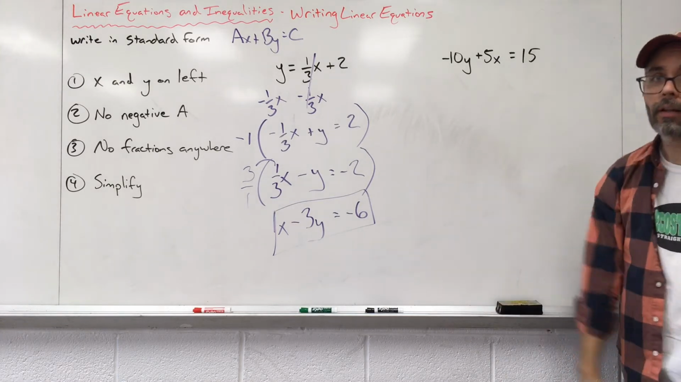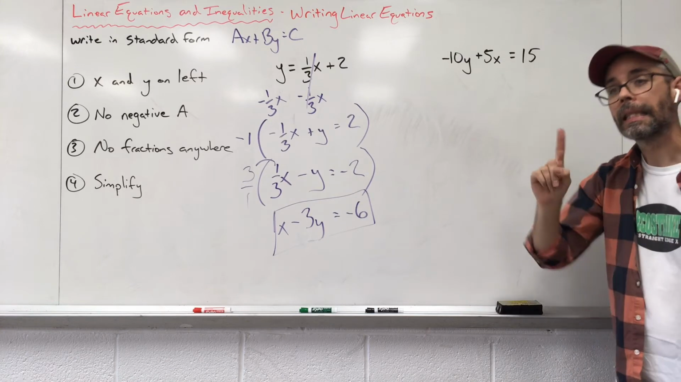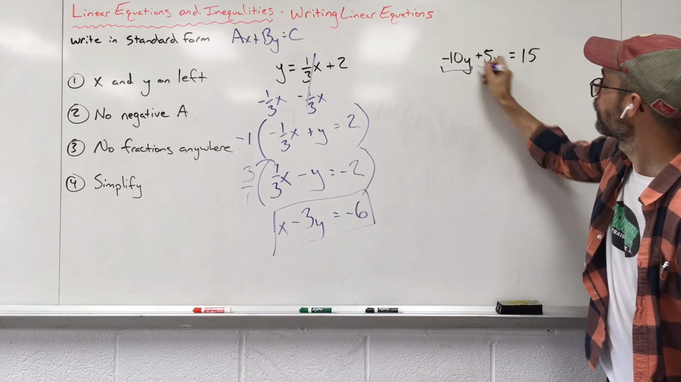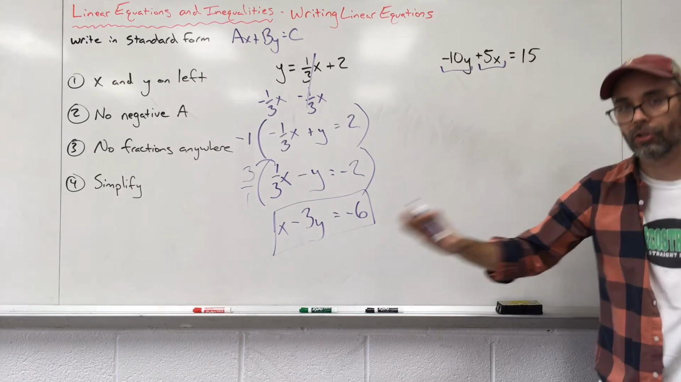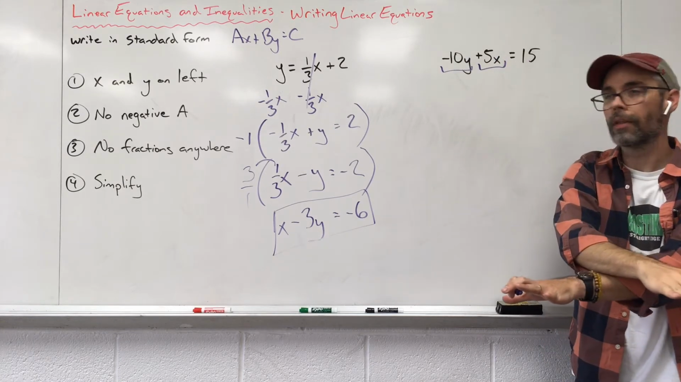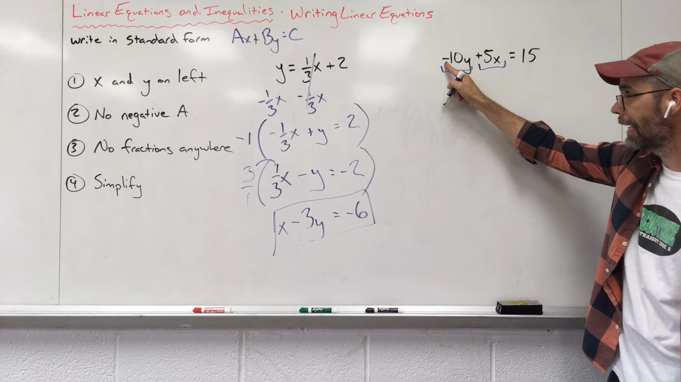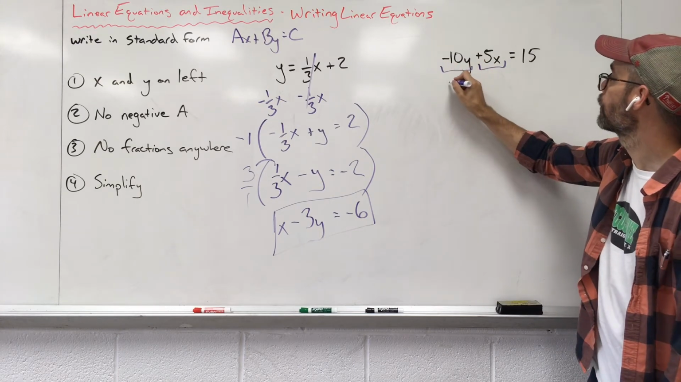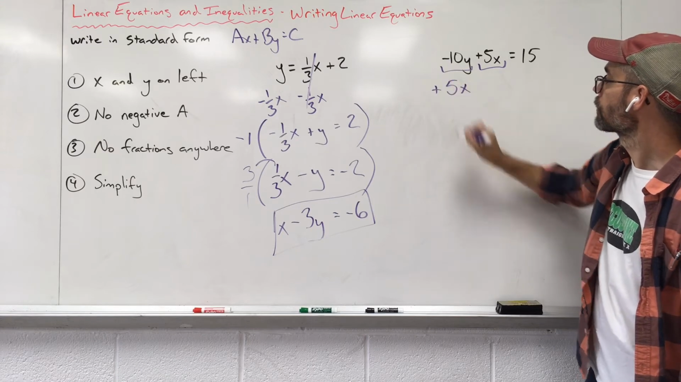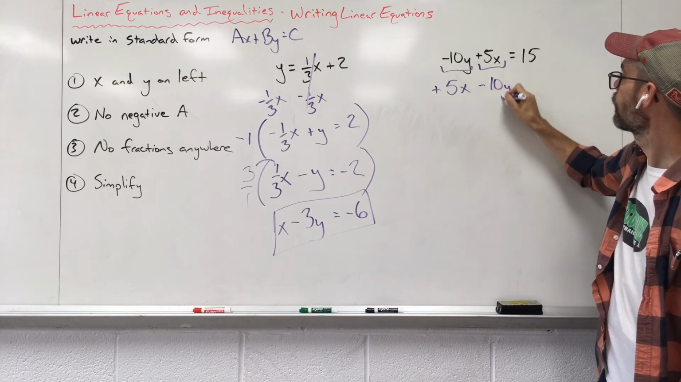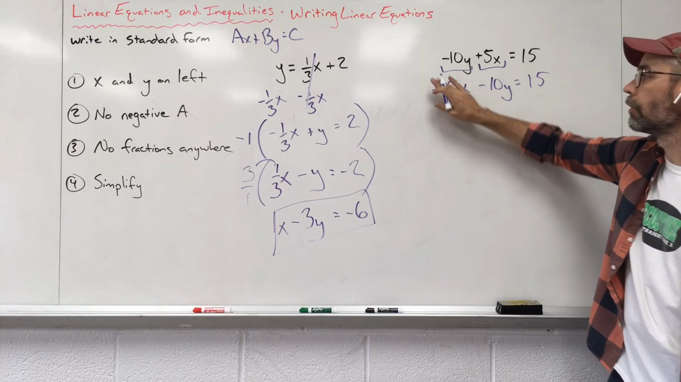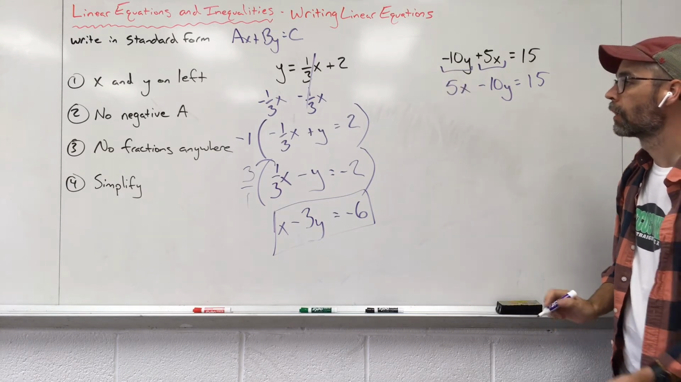I've got x and y on the left, but not in the correct order. So I want to pick this up, and I want to pick that up, and I just want to switch places with each other. Remember, that negative stays with the 10. That positive stays with the 5. So let's rewrite. 5x minus 10y, bring down that 15. Now, do I need the plus sign out here? No. So let's ignore it.